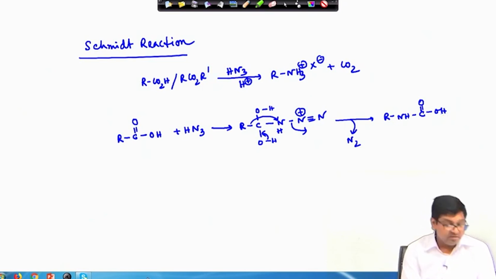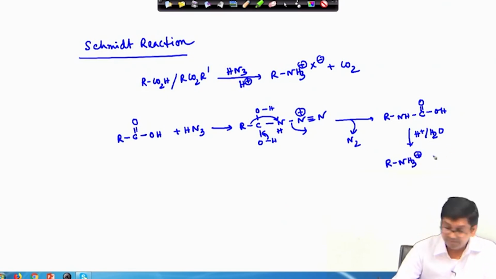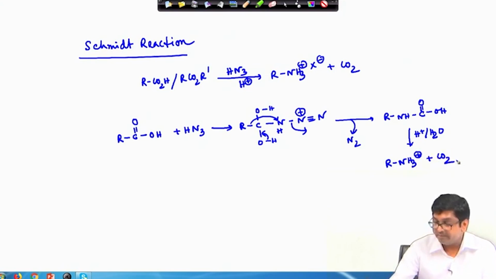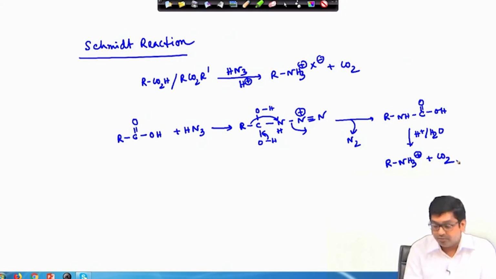Okay. So, once you get this carbamic acid, then in acidic conditions this will give your desired amine compound. Okay.